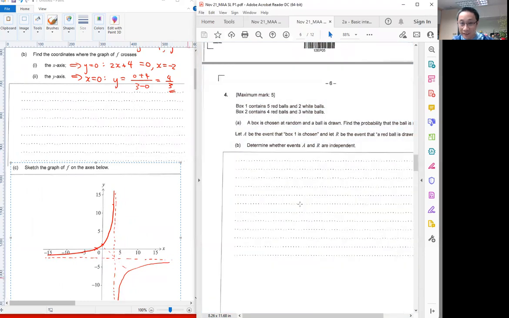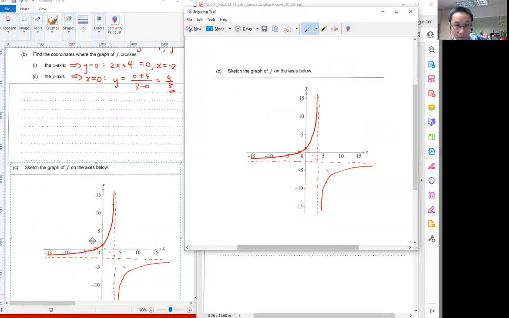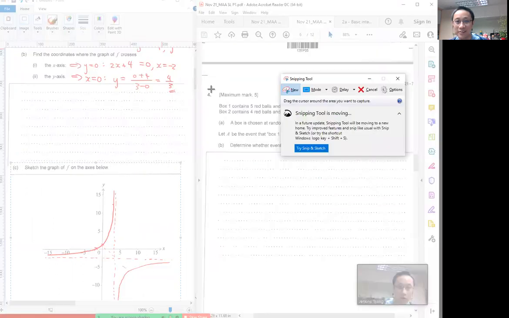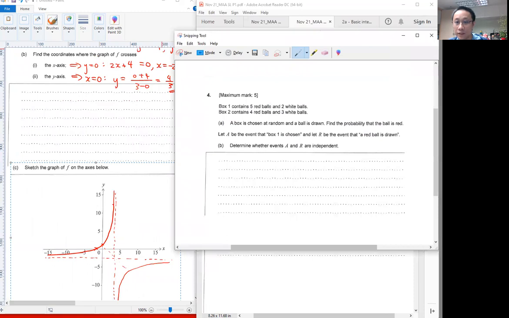Bad pun. Question 4, some probability problems. Probably not too difficult. They give you 2 boxes which are going to be chosen at random, and then the box contents are not the same, so we should definitely proceed by drawing a tree diagram. The boxes are actually 1 and 2. Choosing the boxes randomly means that the probability should be just half and half.